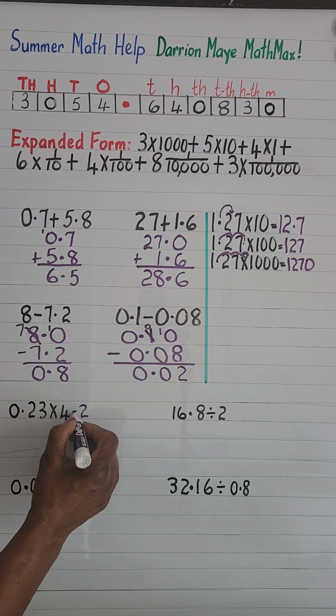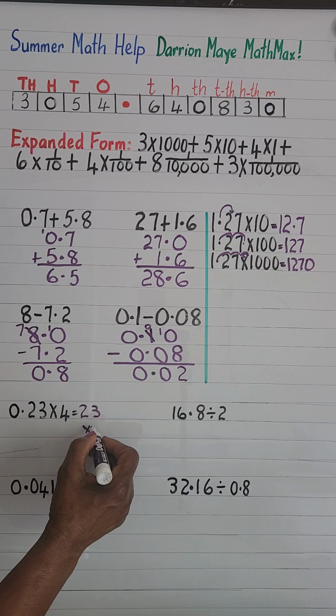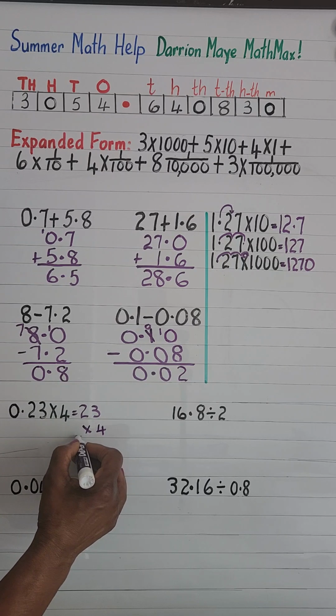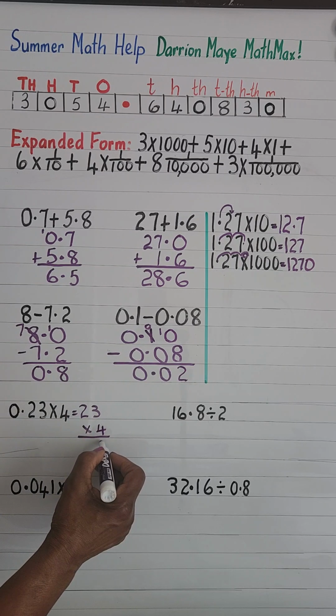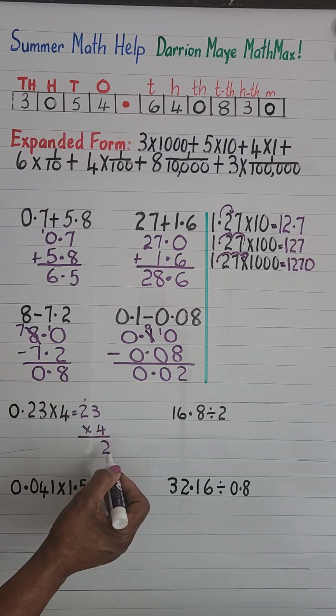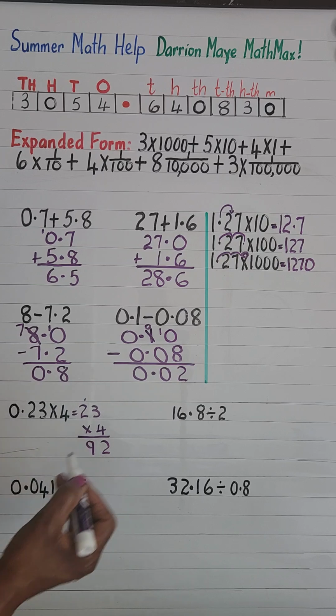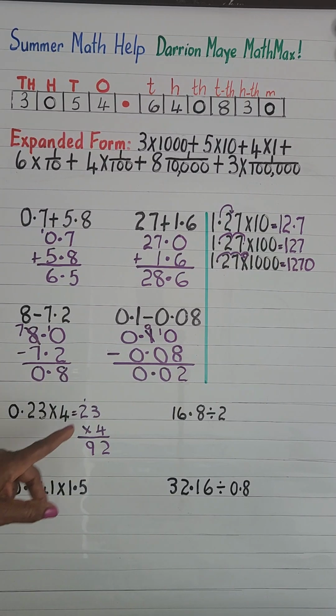23 times 4. 4 times 3, 12. That is 2 carry 1. 4 times 2, 8. Plus 1 is 9. So we have 92 when we multiply 23 by 4.